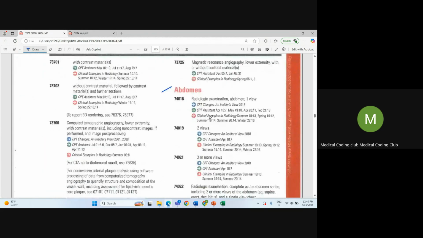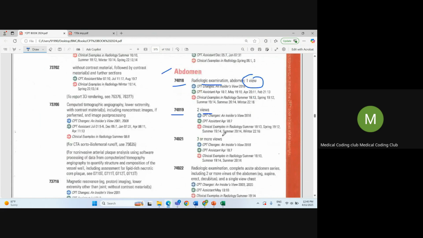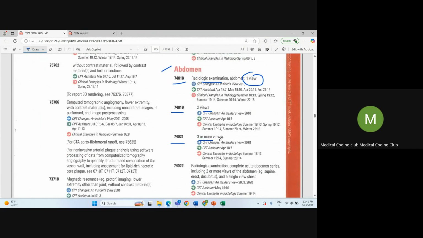On abdomen location, you can see 74018 abdomen examination, one view. Radiologic examination of abdomen, one view. 74019 is for two views. 74021 is three or more views. They have not specified any position here. In these three codes, they are only saying how many views they have taken, but they have not specified the position, how they are going to take the X-ray on abdomen.